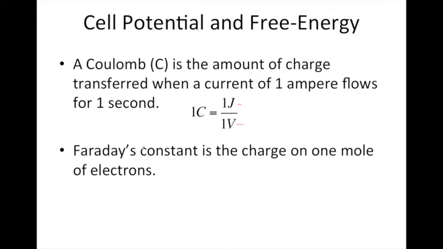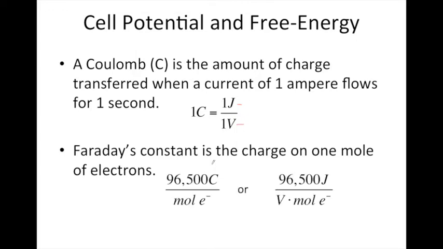So Faraday's constant is the charge on 1 mole of electrons. We showed you that Faraday's constant is 96,500 coulombs per mole of electrons. We can change the coulomb into a joule per volt. And you'll see that this is important because generally free energy is expressed in joules or kilojoules. So we want to get it in those terms.